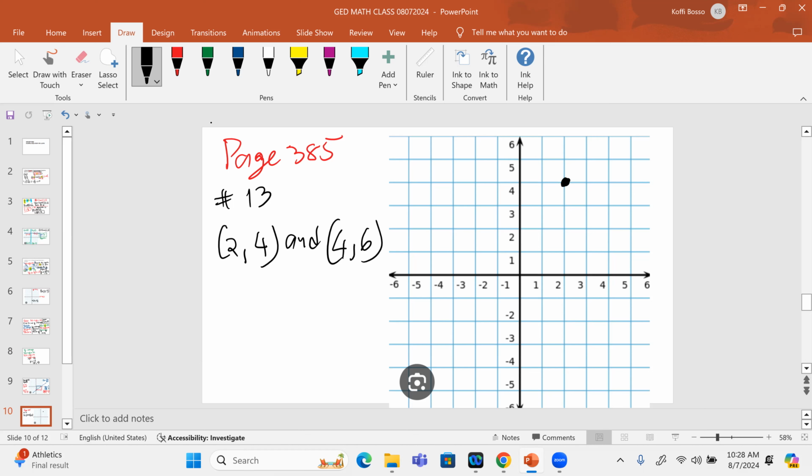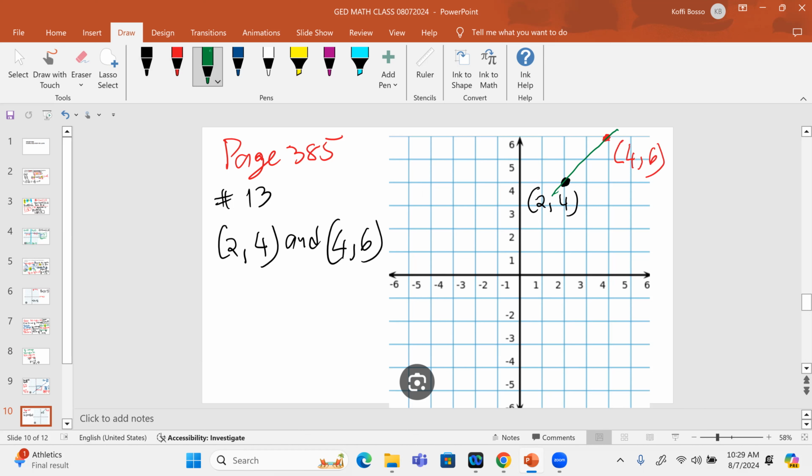So far, so good. What if we plot 4,6? In which quadrant? Both are positive. So 4,6 is going to be somewhere here. Tell me, what will the slope be if I draw a line through this? It will be positive, but if we want to count how many units will go up or down, left or right?